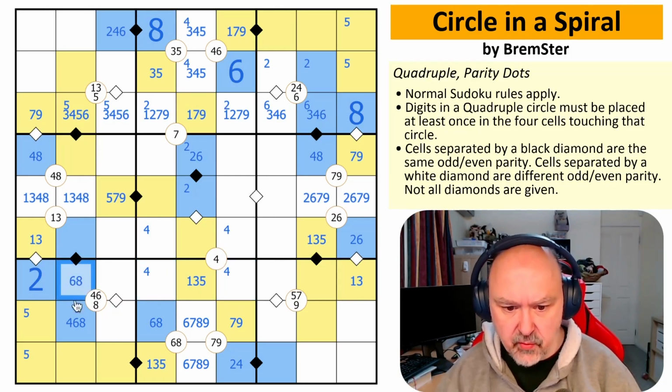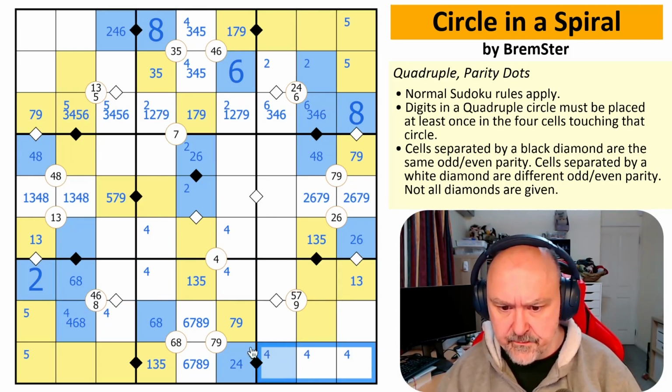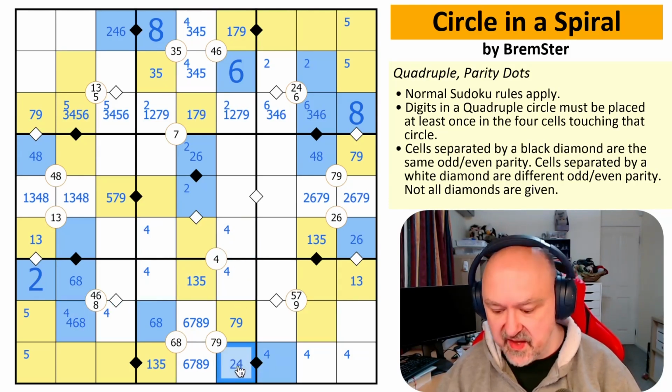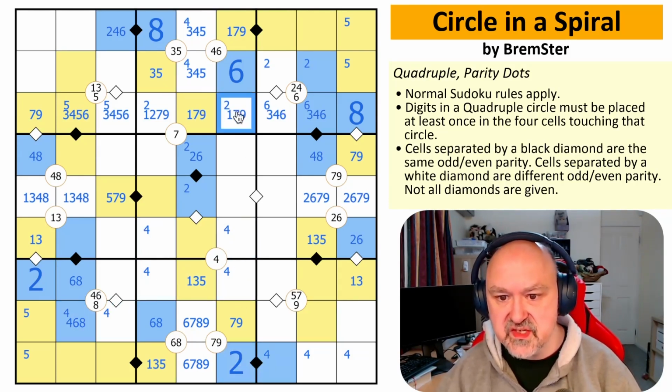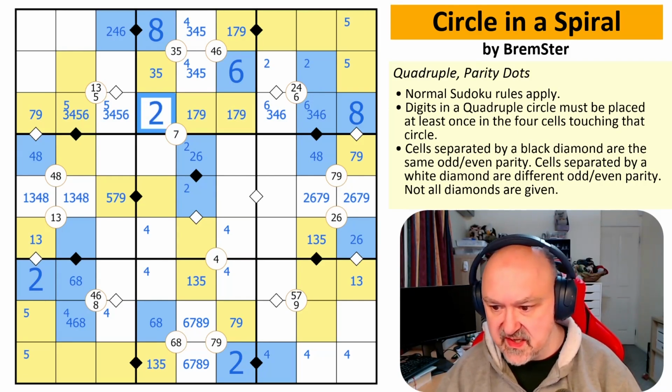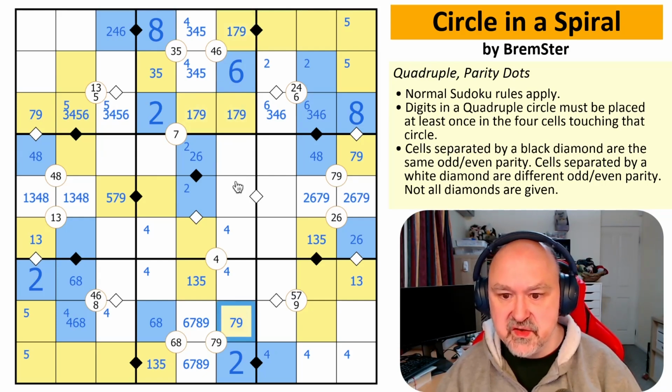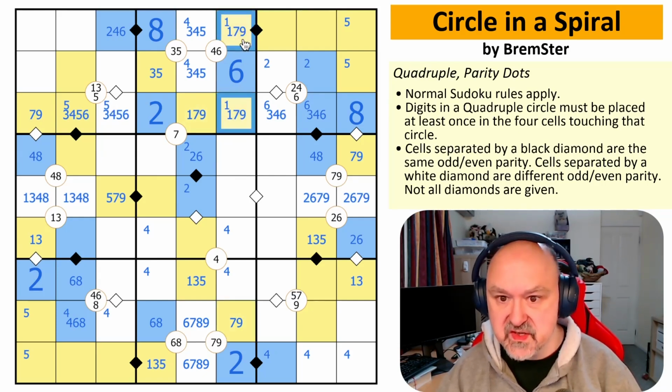So this can't be a 4. 4 has to go down here, and that puts 4 down here somewhere. 4 has to be in one of those because of that and that. Actually, 4 had to go there. This is a 2. This is not a 2. This is a 1, 7, 9, and this is now odd. This has to be a 2, and that is even. That is odd. That is a 179 triple. Actually, it's a 179 triple there as well. So 1 must be in here. This is not 1.